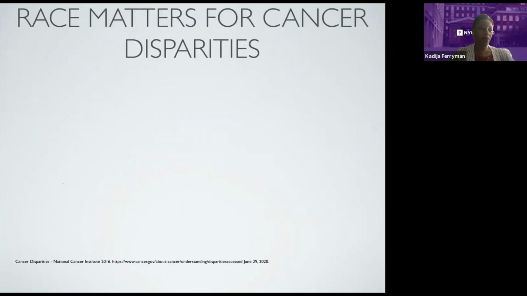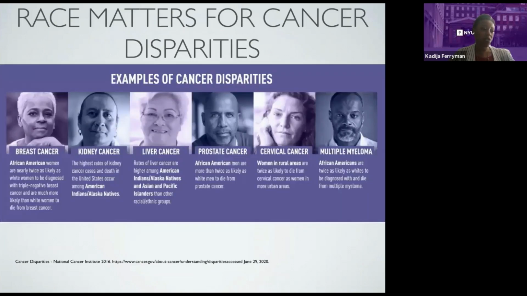Before we deal with race matters in oncology apps, we have to mention that race matters for cancer, specifically for disease diagnoses and outcomes. This infographic from the National Cancer Institute shows that racialized minority groups in the United States are more likely to be diagnosed with and die from many major cancers. For example, African American women are more likely to die than white women from breast cancer. And research shows that much of these disparities are due to social factors, including racism and other forms of marginalization, rather than innate biological differences.